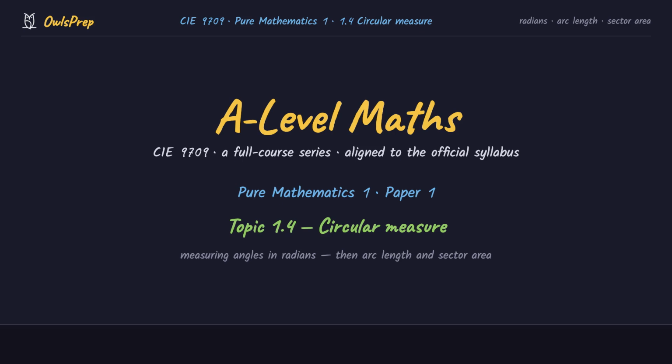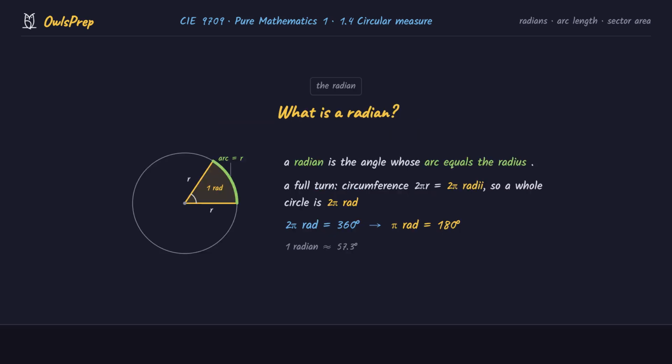Why is a full turn 360 degrees? It's an arbitrary choice. Swap it for the radian, an angle measured by the arc it sweeps, and a circle's arc length and sector area each fall out of a single clean formula. Let's dive in. So what is a radian?